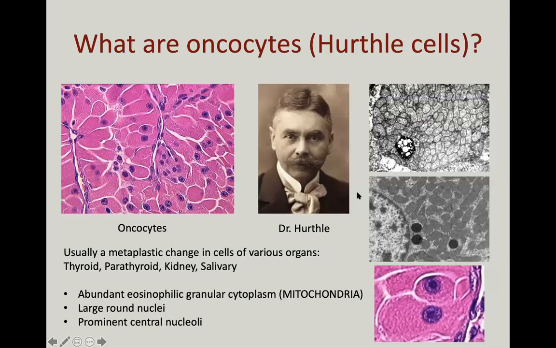So a reminder of what our oncocytes in the thyroid, oncocytes are called Hürthle cells, based off of the man who was thought to have potentially described them. Oncocytes are a histologic appearance of cells that can occur in a number of organs, from thyroid to parathyroid to kidney to salivary gland. What they all have in common is abundant eosinophilic granular cytoplasm, because they are full of mitochondria and these very large round nuclei with prominent nucleoli, because they are metabolically active. So Hürthle cells are the oncocytes of the thyroid, but you can have oncocytes in other organs that are not called Hürthle cells.